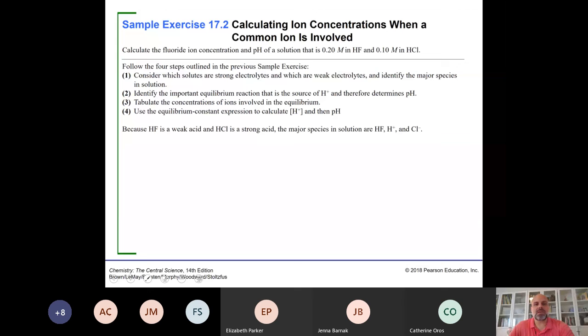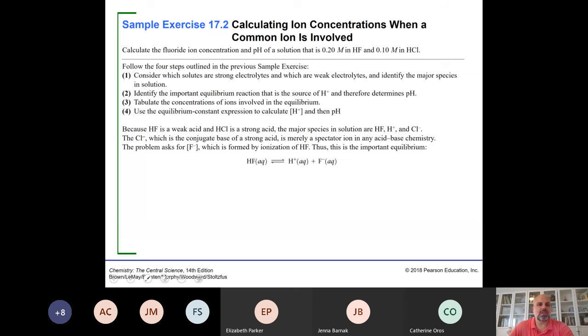Because HF is a weak acid and HCl is a strong acid, the major species in solution are HF, H+, and Cl-. The chloride, which is the conjugate base of a strong acid, is merely a spectator ion in any acid-base chemistry. The problem asks for the fluoride concentration, which is formed by the ionization of HF. Thus, this is the important equilibrium: HF is in equilibrium with H+ plus fluoride minus.